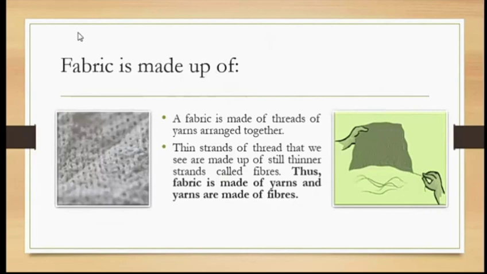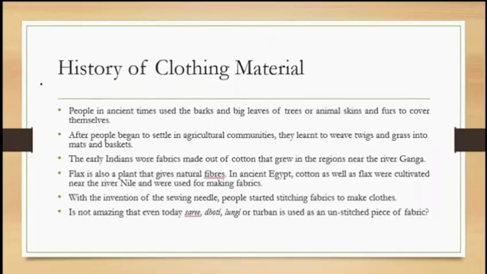Actually, the fibers are twisted to form threads or yarn, and the yarns or threads are woven or knitted to make fabric. So the smallest unit is fiber that makes thread or yarn, and the yarn or thread that makes the fabric. So when we are talking about fabrics, about clothing, let's first discuss the history of clothing.